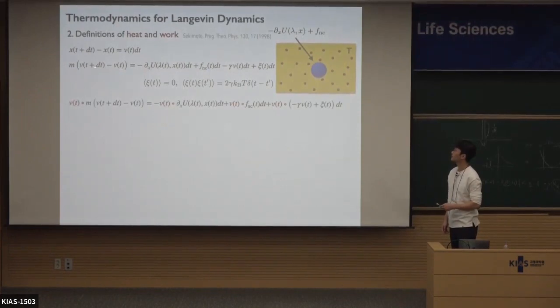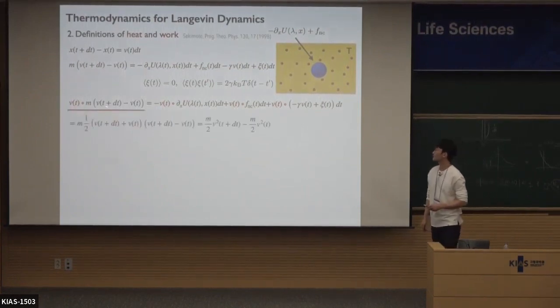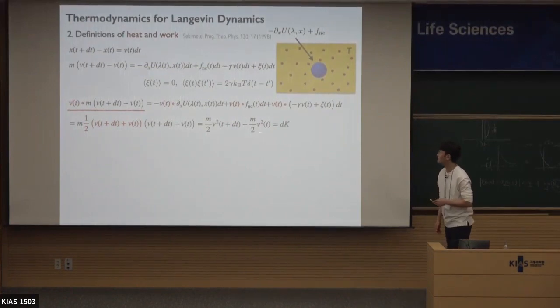From this stochastic differential equation, here I multiply v dt to both sides of the equation with the Stratonovich product. Then, let's look first at this one. Because of this Stratonovich product, v should be calculated at the middle point of the current and next velocity values. By calculating this, we have this relation. And we know that mv square over 2 is nothing but the kinetic energy. So this value is the same as the kinetic energy change.